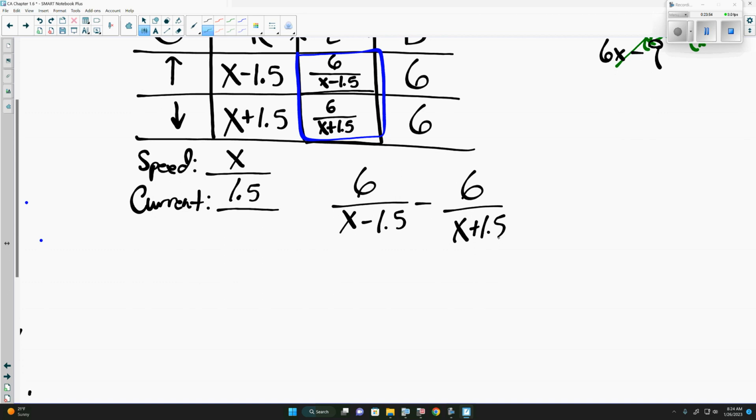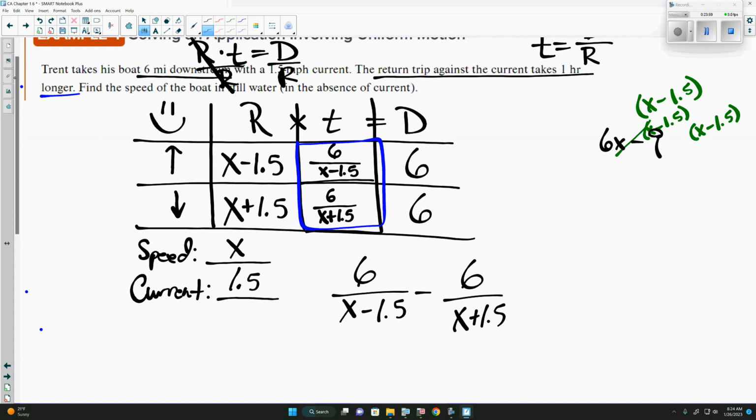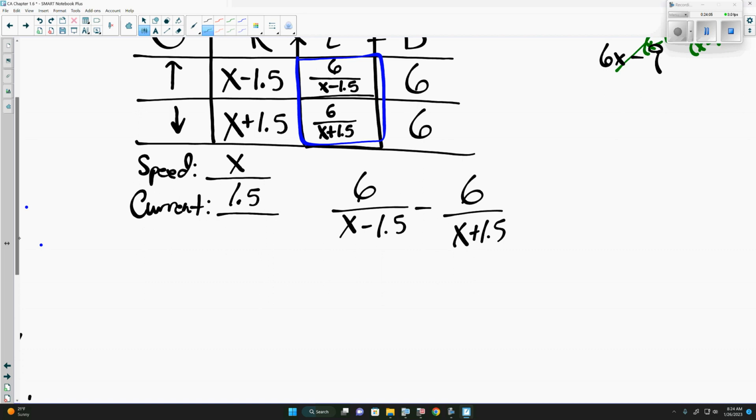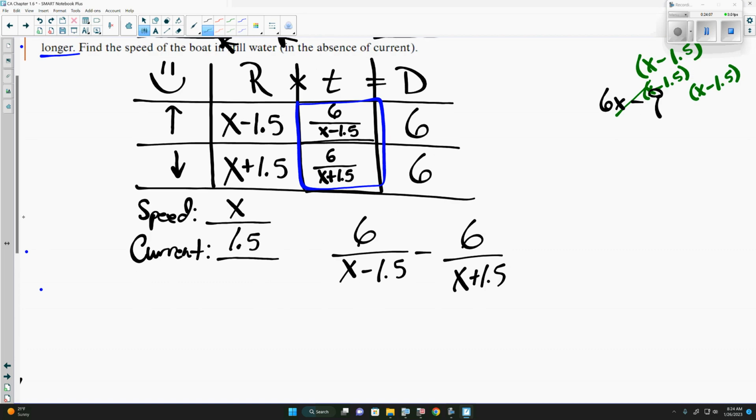Welcome. Really, the issue that I had is the use of that 1 hour longer. Because if they told us it was the same time going up and down the river, we could just set these equal and we'd be good. So if we subtracted them and they were the same, it should give us 0. But since one is 1 hour longer than the other, if we subtract the shorter amount of time from the longer amount of time, it should give us 1. Which I don't see how that's any different.